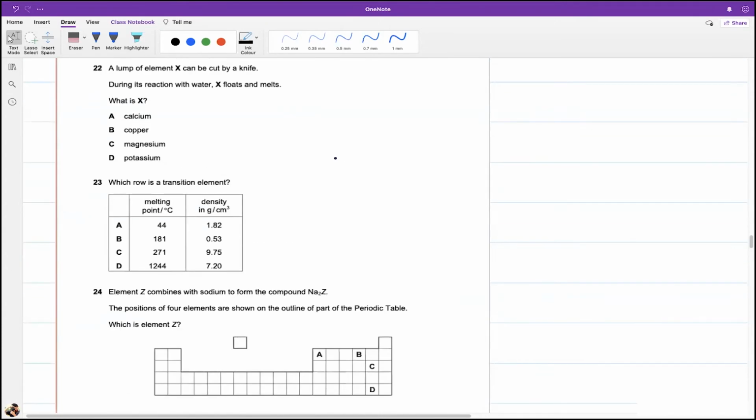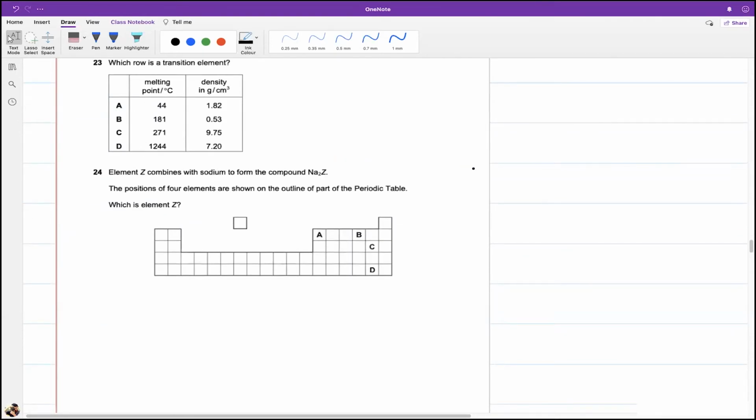A lump of element X can be cut by a knife. That means it's really soft. During its reaction with water, it explodes and melts. Definitely group 1. What is X? D. Group 1. Which row is a transition metal? What do we know about transition metals? High density, high melting point. That's what we know. So high density, high melting point, B. C has high density but not high melting point. Okay, so I say D is the answer.